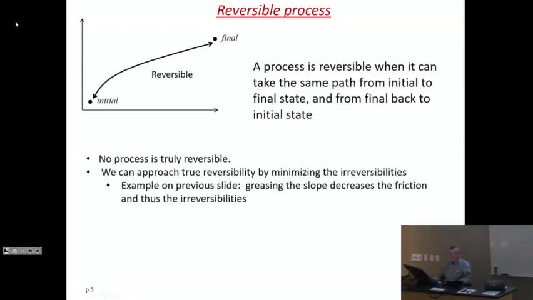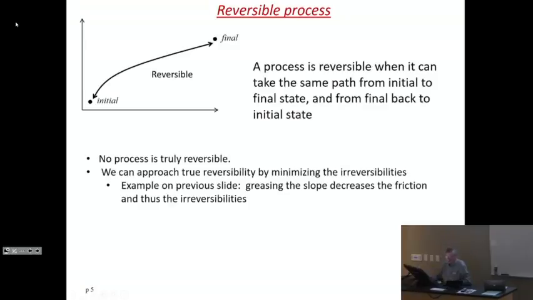All right. So let's go back to the reversible process. The reversible process is one where you can start from an initial state, go to a final state, and then just come from the final state and go exactly back to the initial state. That is a reversible process. It can take the same path from initial to final state and then back from final to initial state.